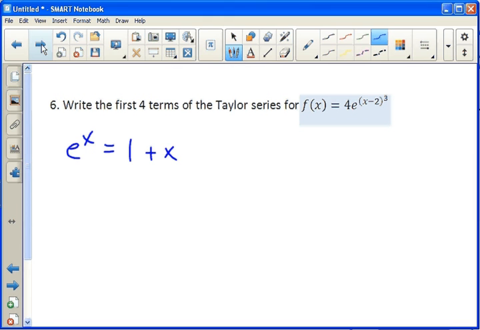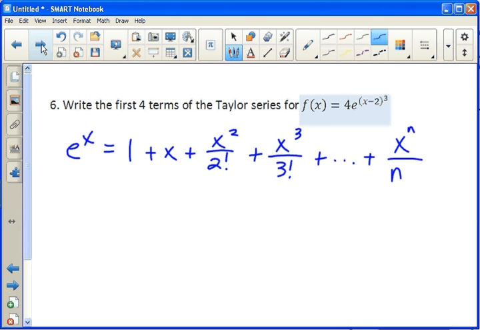Just for practice, I am going to go ahead and write the general term. But this question just asks for the first 4 terms. First thing you should always do is any substituting. So they have replaced the x with x minus 2 cubed. So everywhere that I see an x, you need to replace it with x minus 2 cubed.